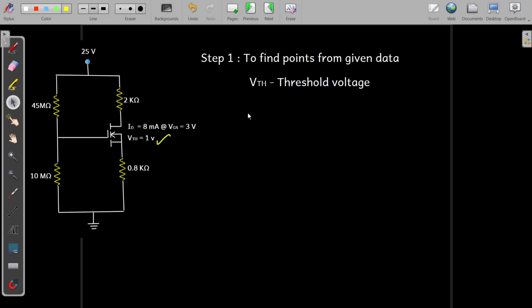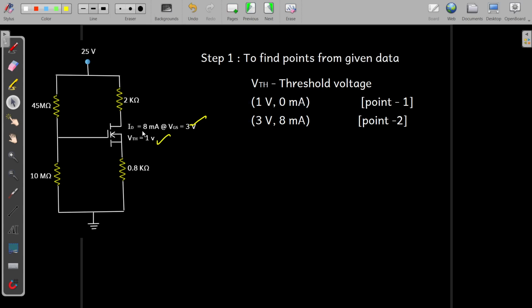So from the threshold voltage we can identify one coordinate point. Up to this threshold voltage the current is 0. So we mark the point as 1 volt comma 0 milliamps. That corresponds to this threshold voltage as 1 volt and 0 milliamps as ID current. So we got the first point. Now from this we are going to find out the second point. It is given as ID equal to 8 milliamps at VGS equal to 3 volts. So this is our second point with the given VGS voltage as 3 volts comma the corresponding ID current as 8 milliamps.